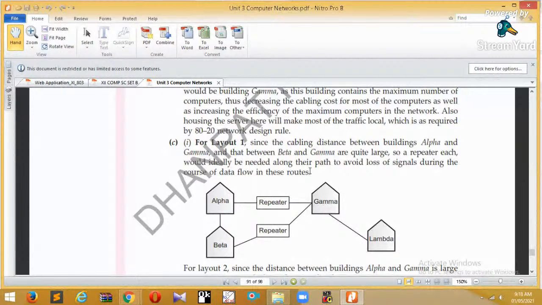If, because of distance, the signal becomes quite weak or weaker, the repeater actually amplifies the signals to the same bandwidth, even quite higher also. So suppose gamma, where the server is placed, when it is servicing the other areas or other buildings, it can be possible the signal becomes weaker. So we can place repeater in place of alpha and beta.